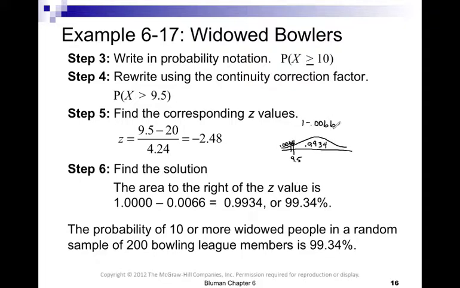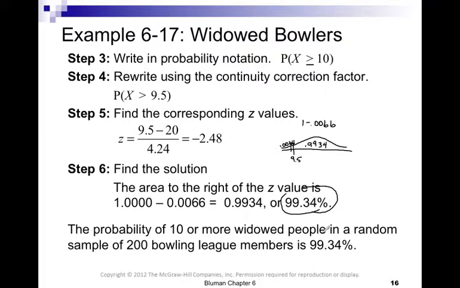To get our area that's above it, which is what we're looking for, we end up with 0.9934 or 99.34%. So if you make it a sentence, the probability of 10 or more widowed people in a random sample of 200 bowling league members is 99.34%.